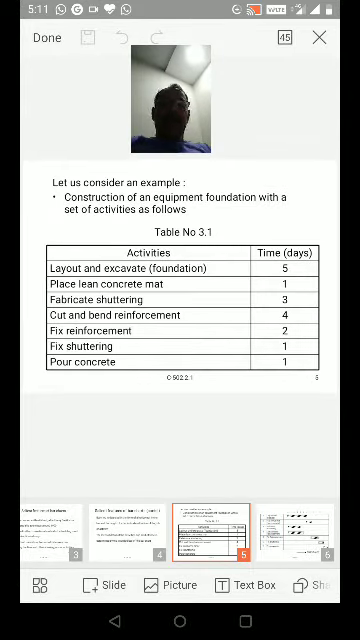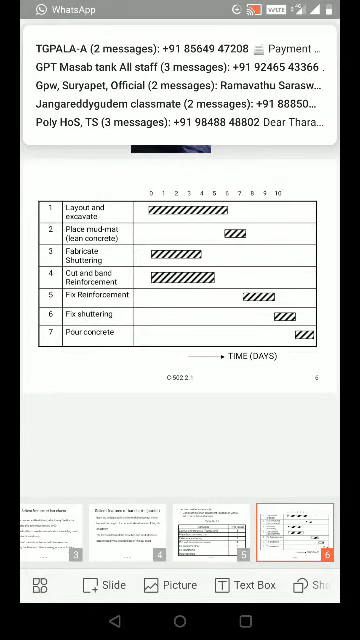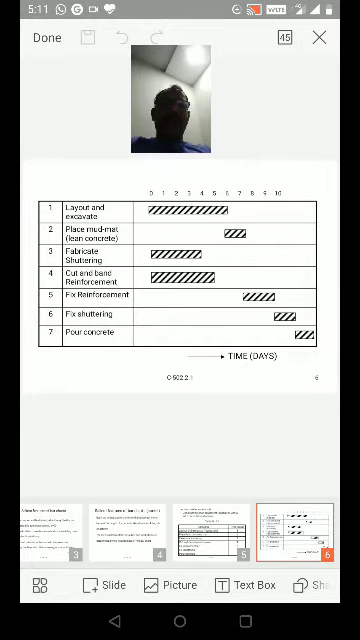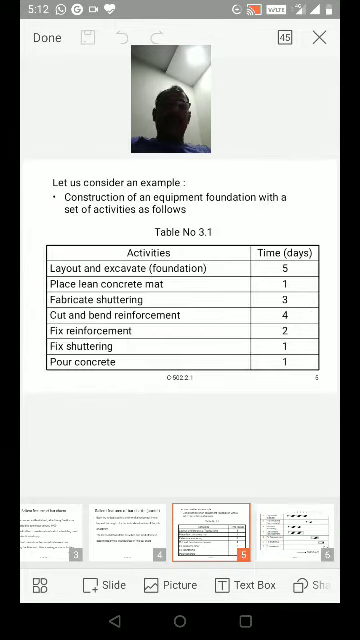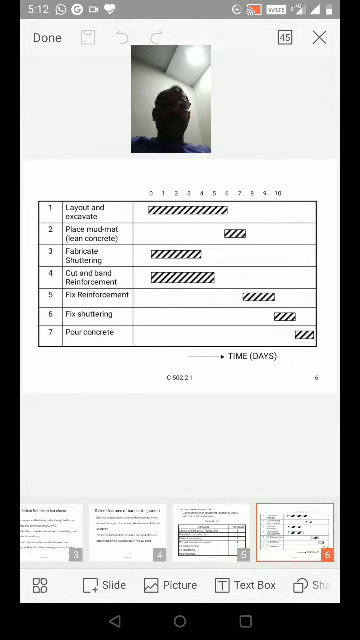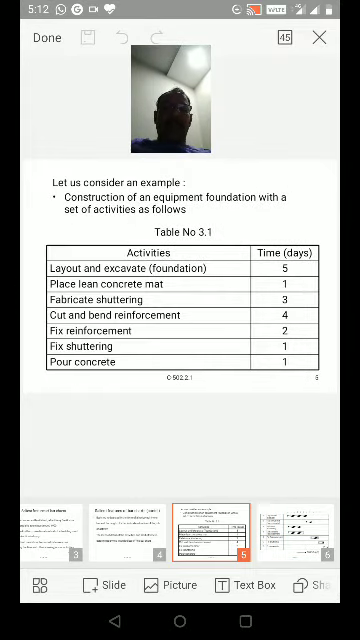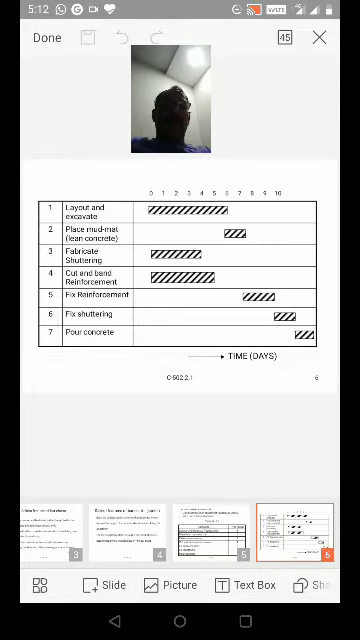Third, fabricate shuttering takes 3 days: from 0 to 1 day, 1 to 2 days, 2 to 3 days. Fabricate shuttering, 3 days. And cut and bend reinforcement, 4 days.